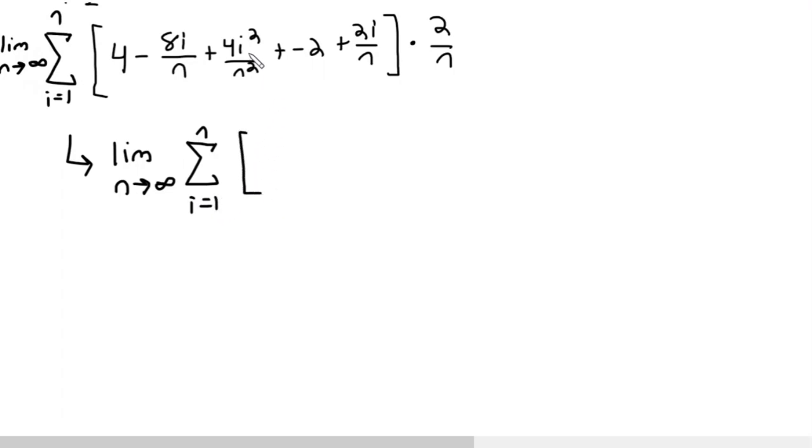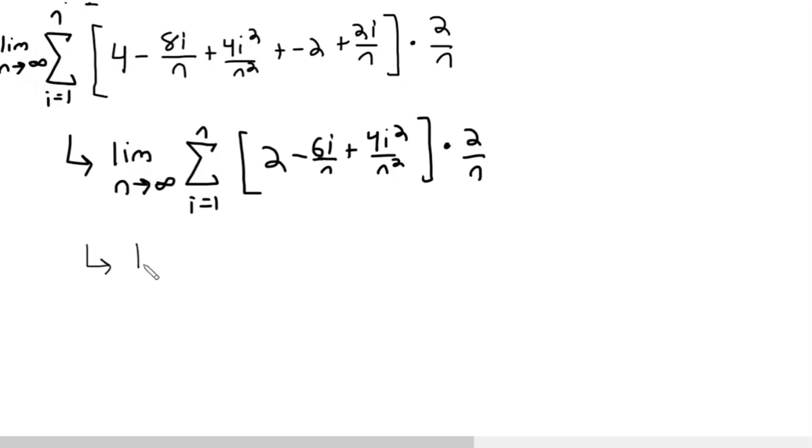Okay, so I see a 4 and negative 2, so I'm just going to get 2. And I see a negative 8i and a 2i, so that's going to give me negative 6i over n. And I see a 4i squared over n squared, so 4i squared over n squared. And this is still multiplied by 2 over n. So now our next step is to just distribute that 2 over n within the sigma. So this is going to multiply here, here, and here. I'm just going to multiply that to each term within the sigma.